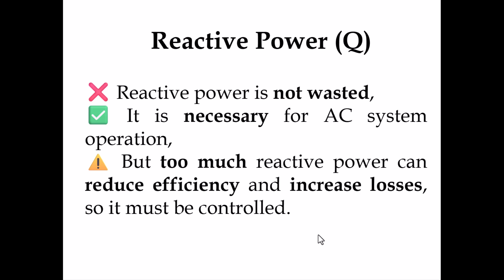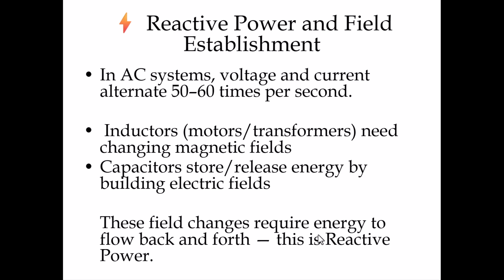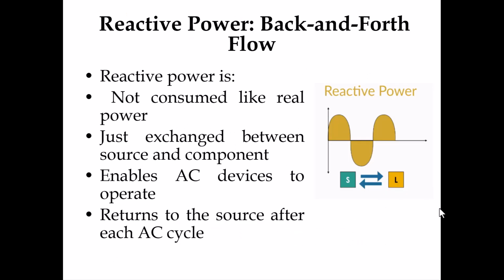Reactive power does not perform real work, but it is essential for us. Why is it not wasted? Reactive power is essential in AC systems for creating and sustaining magnetic and electric fields which are required to operate motors, transformers, and capacitors. Reactive power flows back and forth between the source and the reactive components like inductors or capacitors. It is not consumed, just exchanged cyclically. The average real power of this oscillating exchange is zero, but the energy is needed to enable field-based operation.